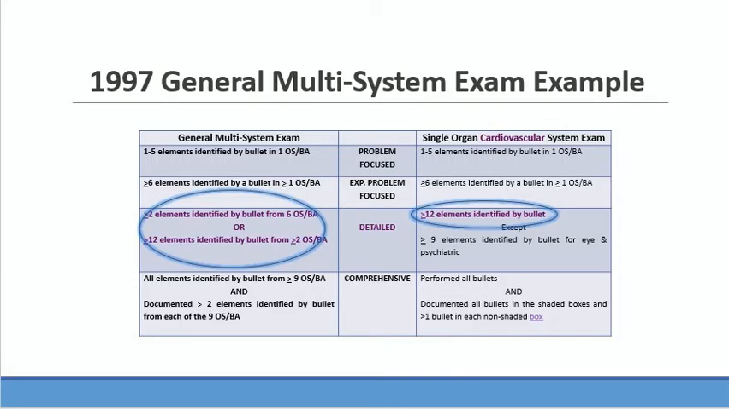So if we apply our findings to the grid for 1997 on your auditing tool, we would circle detailed under both the general multi-system exam and the single organ system exam. It is not necessary to try and calculate the level of exam under a single organ system, but for the purposes of this education session, I thought this would be a good way for you to learn about how that single organ system exam is quantified.